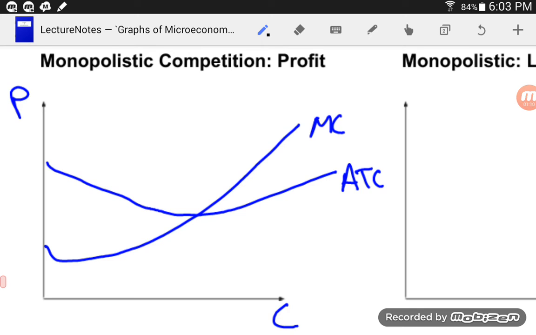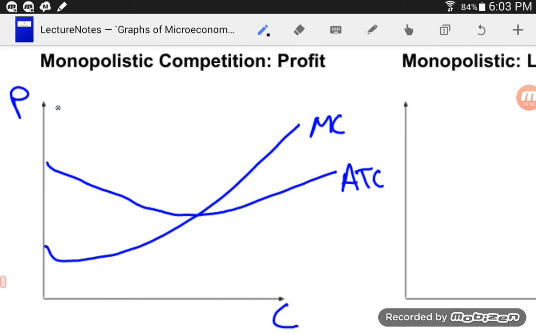I think a perfect example of this would be pizza. You know, there's lots of different pizza companies and they all sell almost the exact same thing, but they're a little bit different. Hungry Howie's has flavored crust, and Little Caesars is hot and ready, et cetera, et cetera.